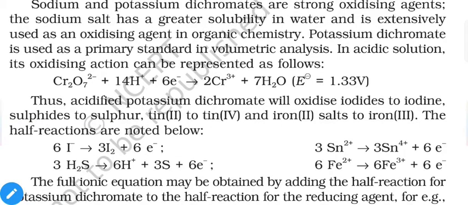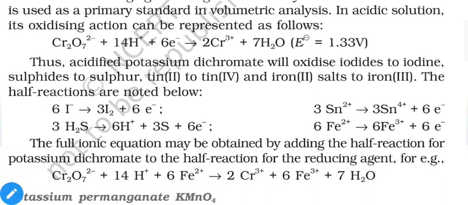So 6I- gives 3I2 and releases 6 electrons. For H2S, sulfur is in the -2 oxidation state, which gives us sulfur in the 0 oxidation state. Then tin 2+ to tin 4+, and Fe2+ to Fe3+. So all of them are oxidation reactions with Cr2O7.